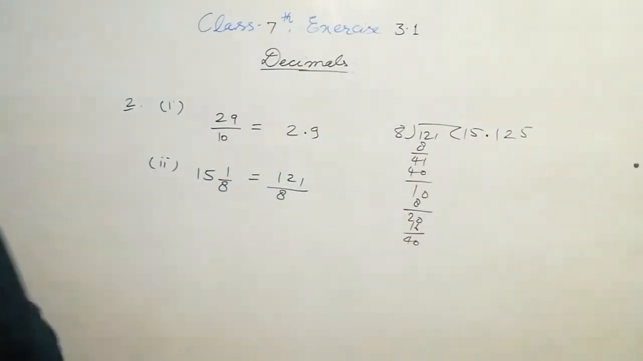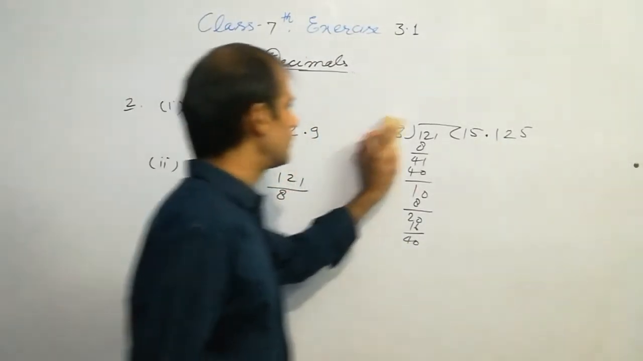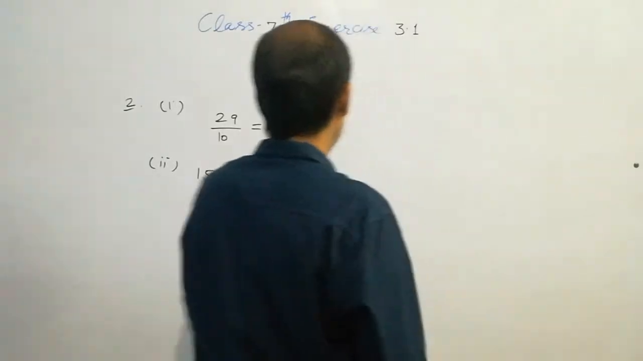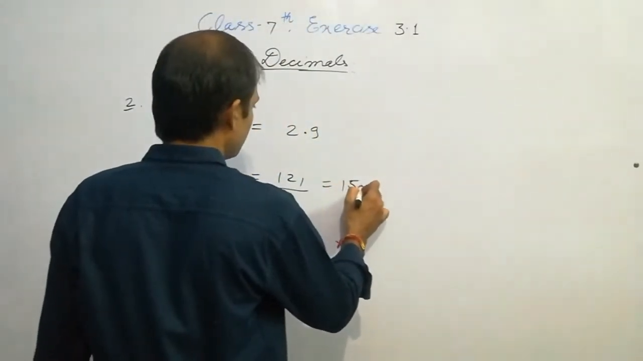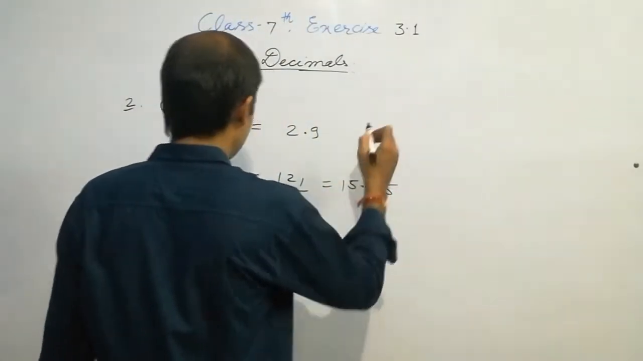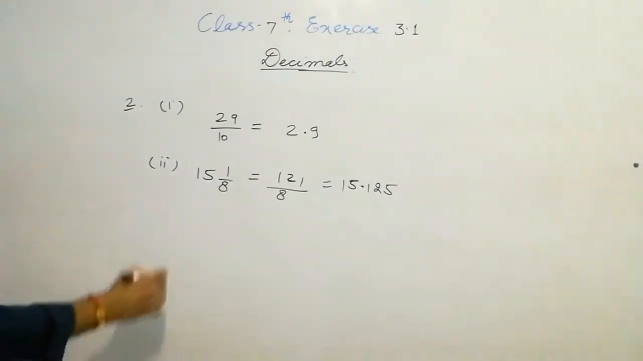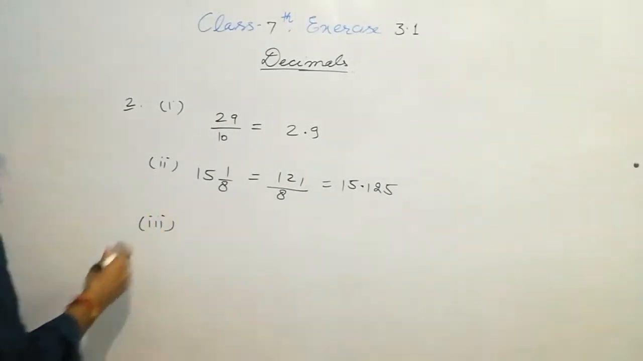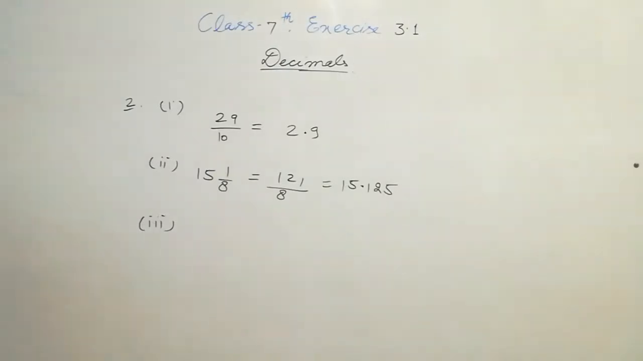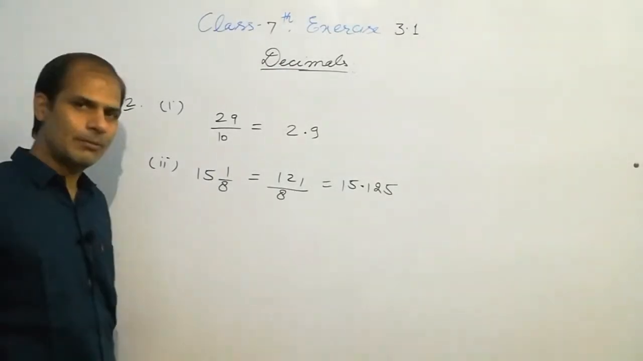If we divide 121 by 8, we get 15.125. So the answer is 15.125. This is the answer. And the second method, okay, that will be easier.